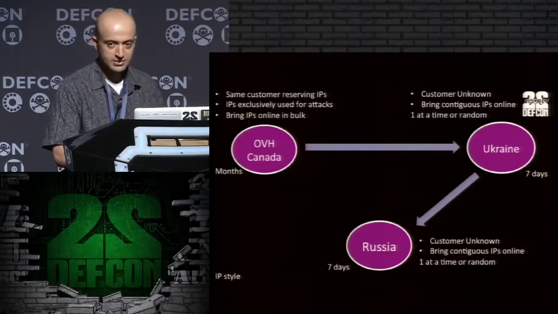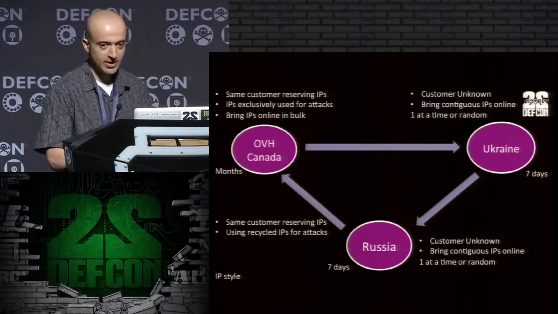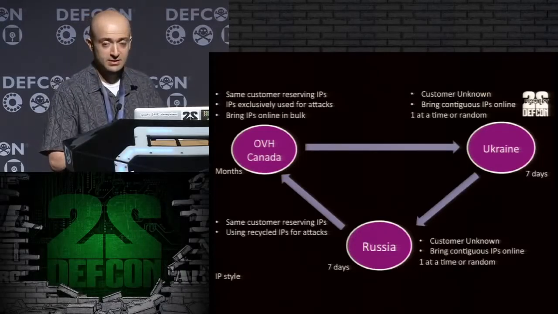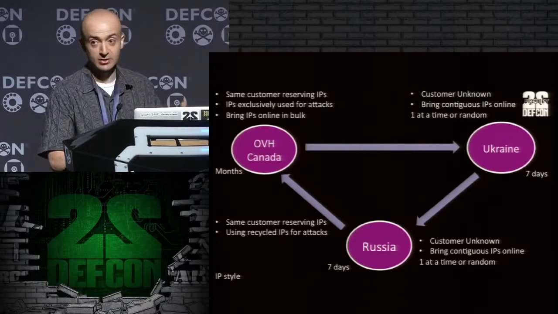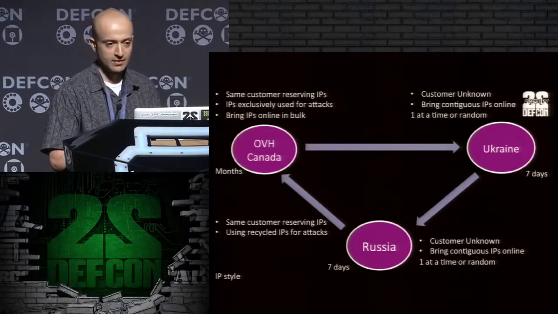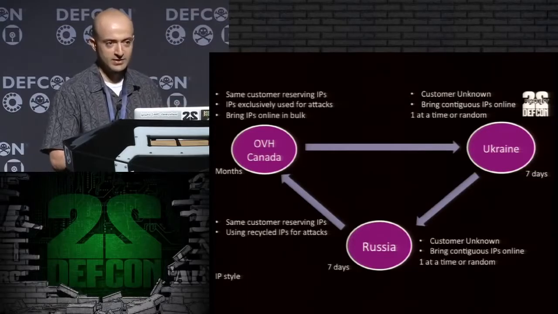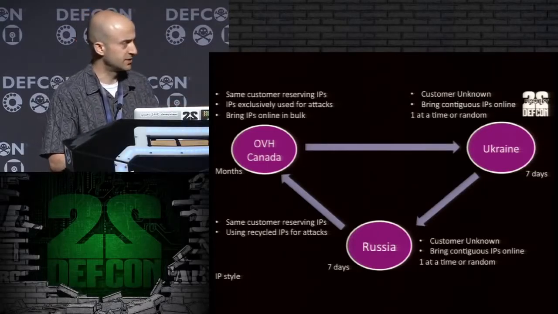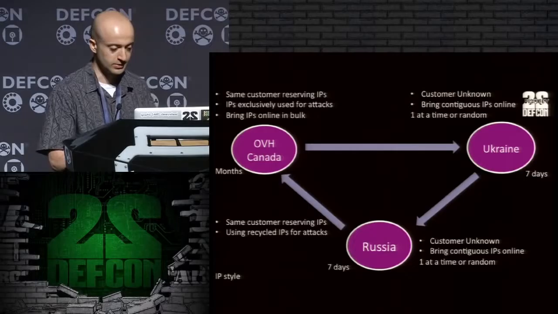So the Russian one was keeping the same MO, and then they went back to OVH. In this case, it was the same people reserving the IPs, the ranges, but the MO changed a little bit. Now they are using recycled IPs, IPs that hosted old content or have a rather clean score. And again, these are ways to evade IP reputation systems that a lot of security vendors use. So these guys are really smart. They react and adapt and try to evade you and give you a hard time.